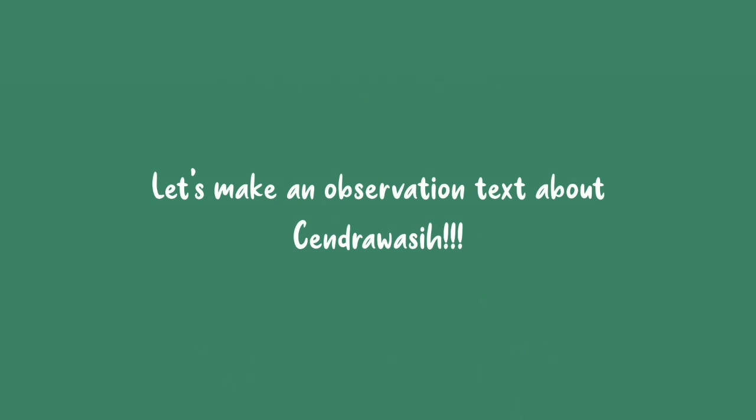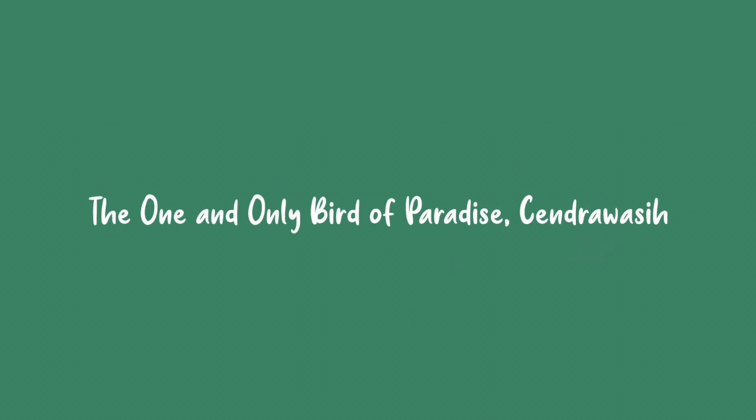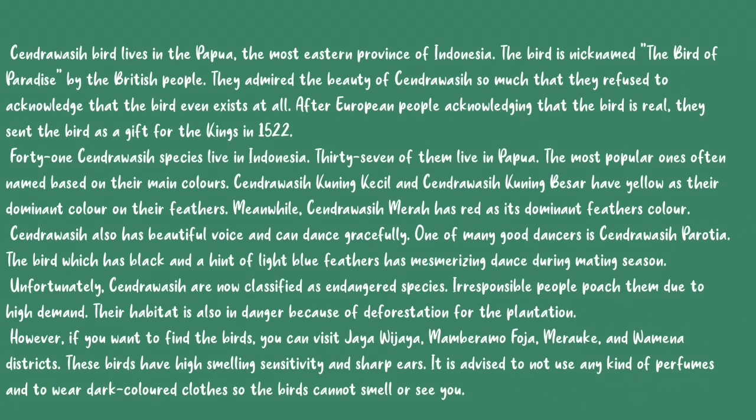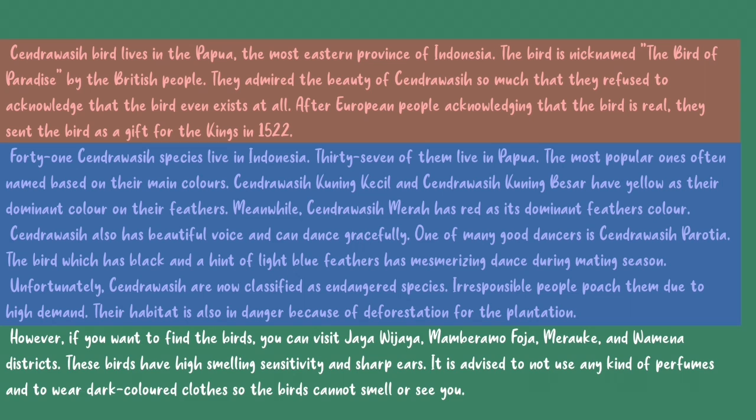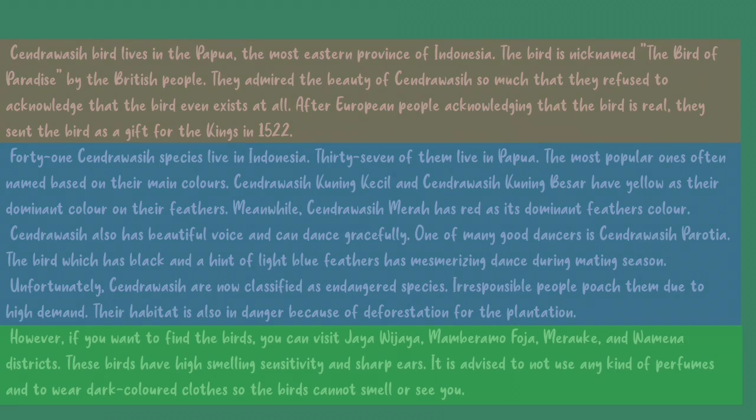Let's make an observation text about birds of paradise. There are too many texts. Let's divide them according to the order of observation text, which is general definition, section description, and conclusion.